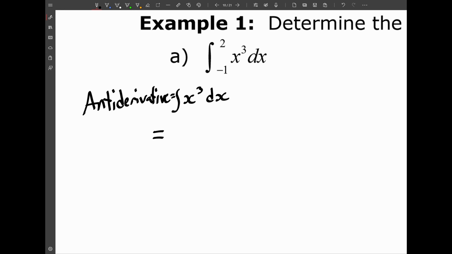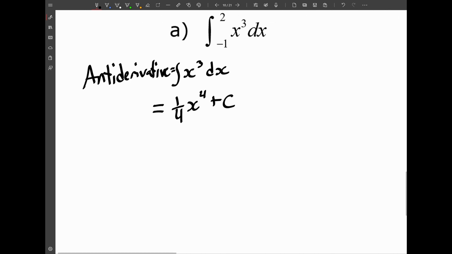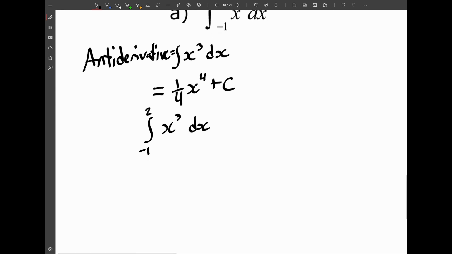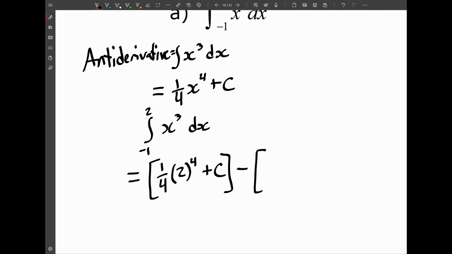Oh yeah, just fits. So that's going to be 1/4 x to the power of 4 plus some constant, right? Okay, so if I want to find its integral from -1 to 2, all I'm going to do is take that antiderivative at each of those x values and subtract them. So this is going to be equal to 1/4 2 to the power of 4 plus c minus 1/4 negative 1 to the power of 4 plus c.